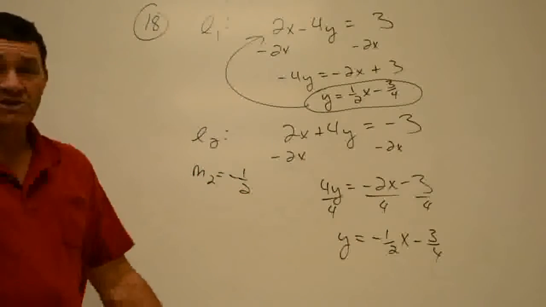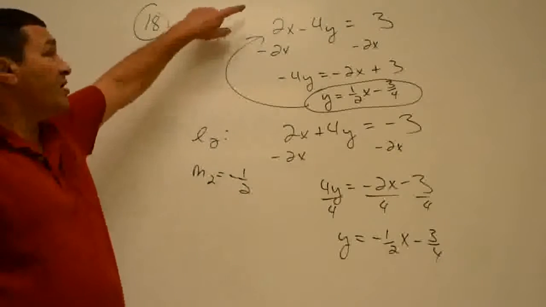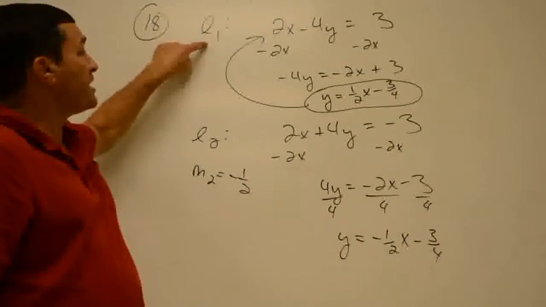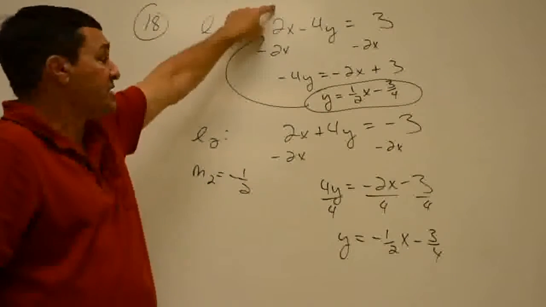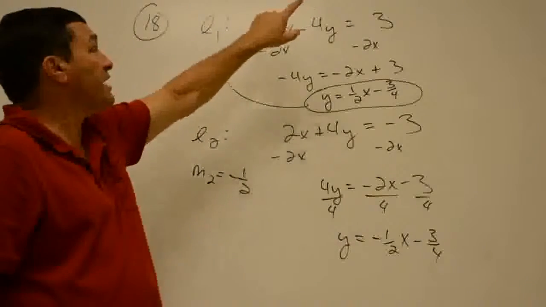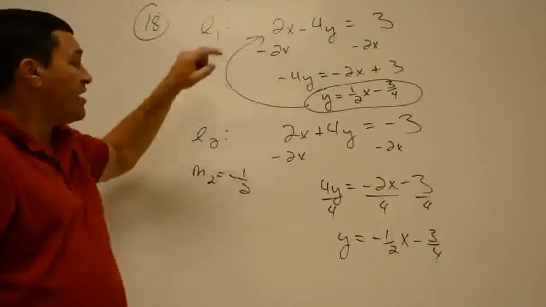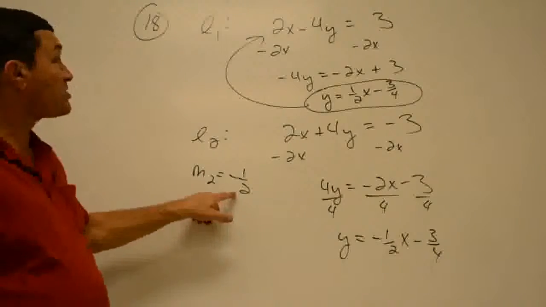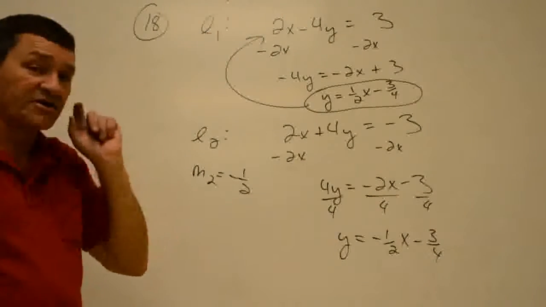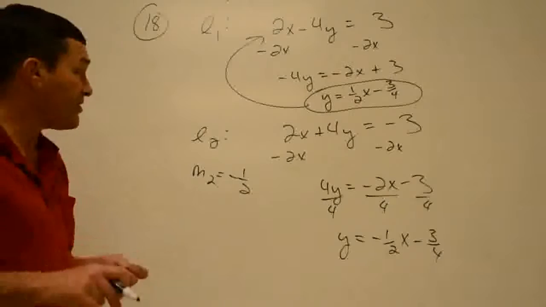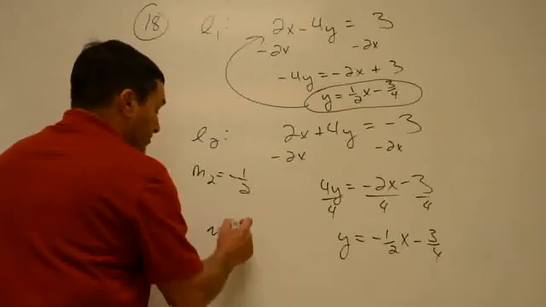Now, are these lines perpendicular? No, because if a line was perpendicular to line 1, you take the negative reciprocal of its slope, and it would be negative 2. Are these lines parallel? No, because their slopes aren't the same thing. So, are these lines parallel, perpendicular, or neither? And the answer would be neither.